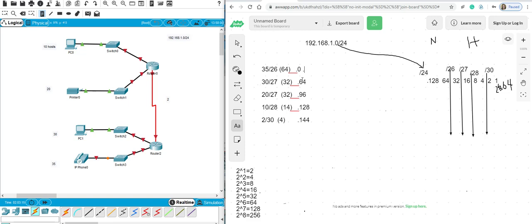So if the next network number starts with 64, well then this one has to end at 63. If the next one here starts at 96, then that one has to end at 95. If this one starts at 128, this one has to end at 127, the next one begins at 144, so this one has to end at 143, and then this one would go through 147. So those are your different ranges.